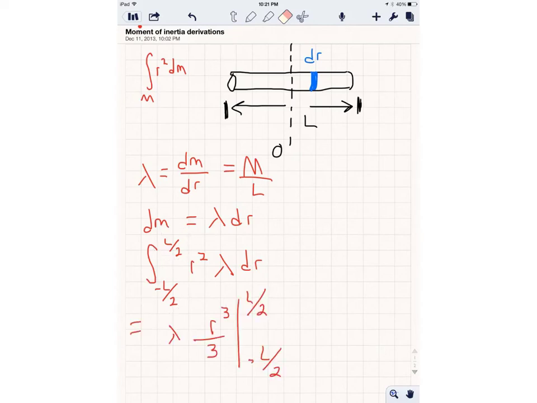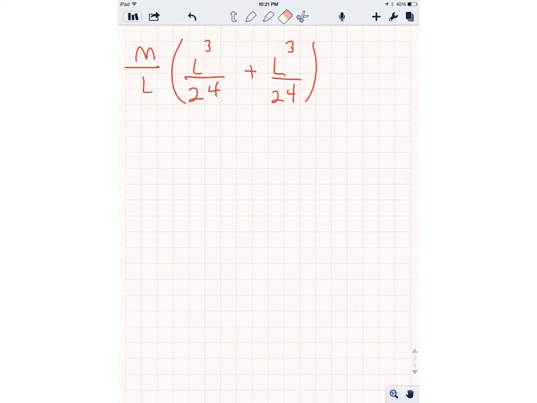Bringing out the constant lambda and evaluating the integral r squared dr yields r cubed over 3 evaluated between negative L over 2 to L over 2. Plugging in those limits, we get M over L for lambda, that's capital M over capital L, times the quantity of L cubed over 24 added to L cubed over 24 because we're subtracting a negative. Simplifying that expression yields the final result, which is 1/12 ML squared.